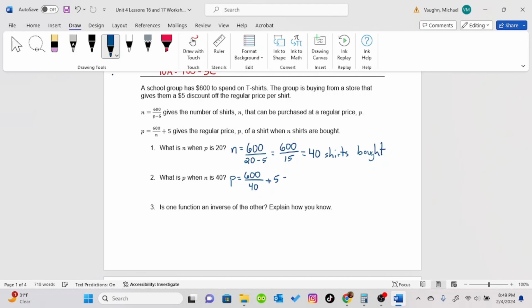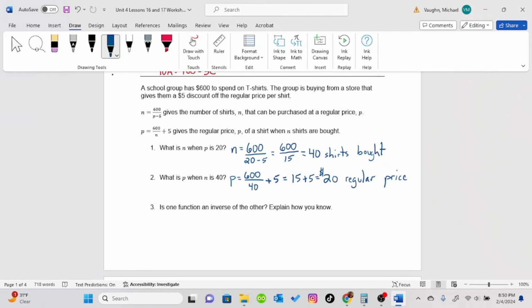plus 5. 600 divided by 40 is 15. And 15 plus 5 is 20. And 20 is P, which represents the regular price. So that is a $20 regular price.